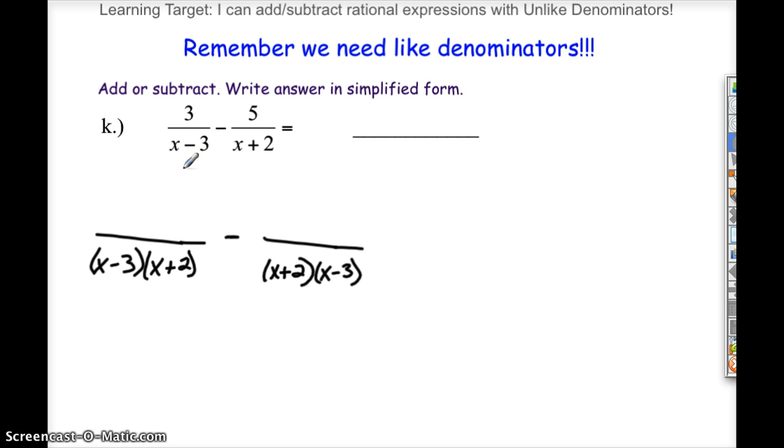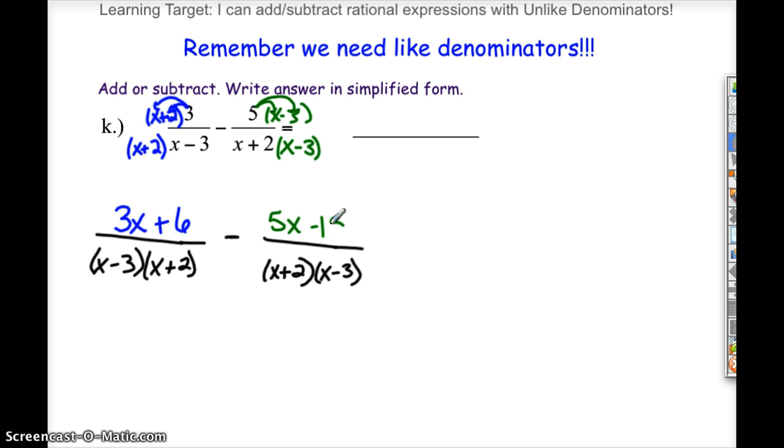So that first fraction, what was it missing? It was missing the married group x +2. So we're going to multiply by that on top and bottom. And so I'm going to distribute a 3 here, and I would end up with 3x +6. What was the second fraction missing? It was missing x -3. So I'm going to distribute a 5, and I'll end up with 5x -15.